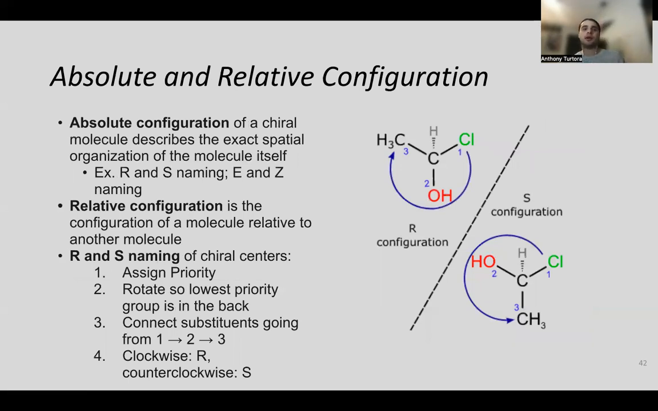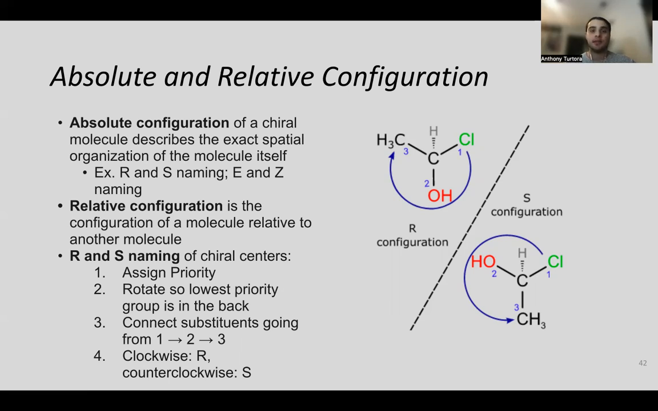So I was talking a little bit about absolute configuration and R and S naming, and now I will talk about that a little bit farther. The absolute configuration describes the exact spatial organization of the molecule. This is not taking any other molecule into account, but just taking itself into account and figuring out the conformation on its own. Relative configuration is the configuration of a molecule relative to another molecule. So you wouldn't be able to figure out what the relative configuration of one molecule is without comparing it to a reference point.